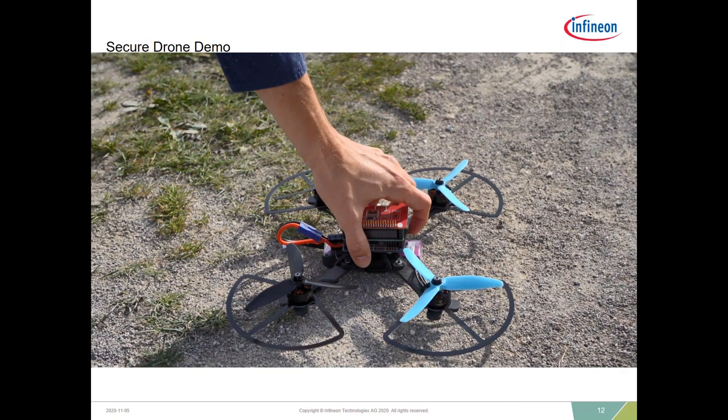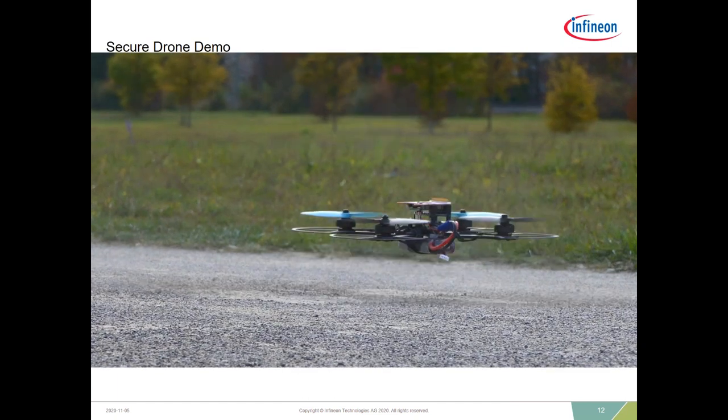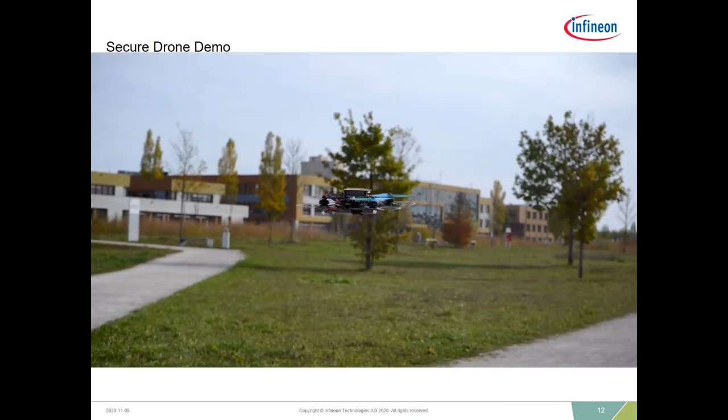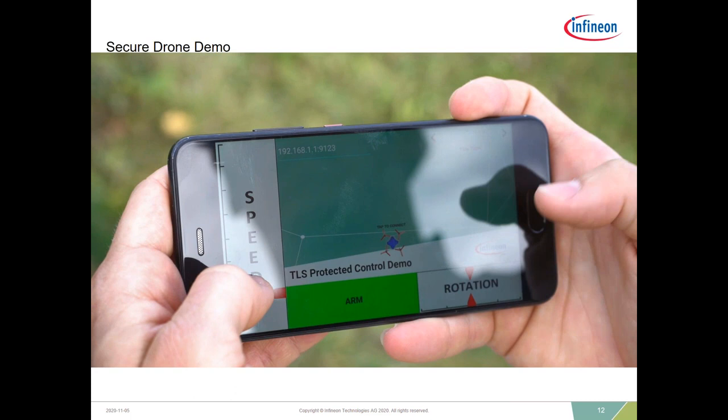Because here, what you see in a very short time is that the pilot initiates a TLS connection between the remote control and the drone. You see this here, so the remote control of the drone is a mobile phone. And you see here, there's also a SIM card in the mobile phone running an early version of the IoT SAFE applet. And then basically a TLS connection is initiated from the telephone to the drone. And the communication from that phone to the drone is happening over Wi-Fi.